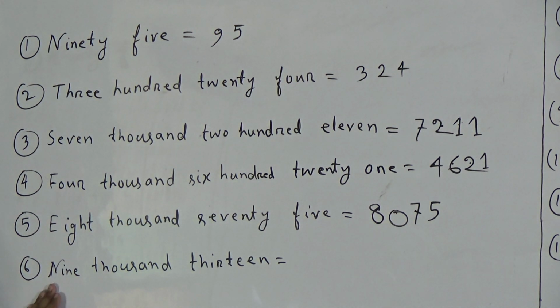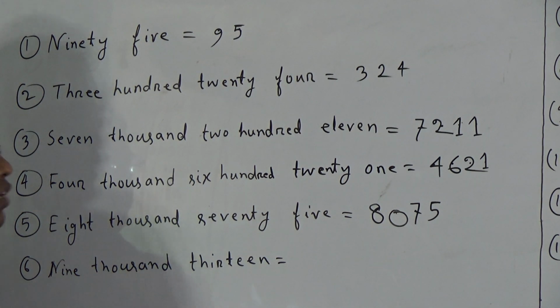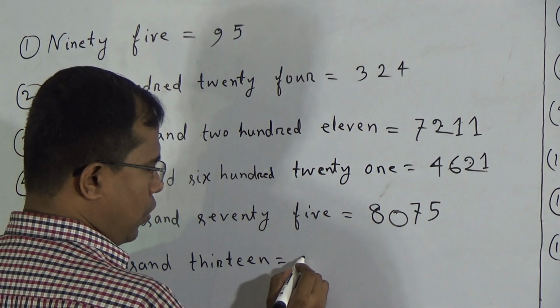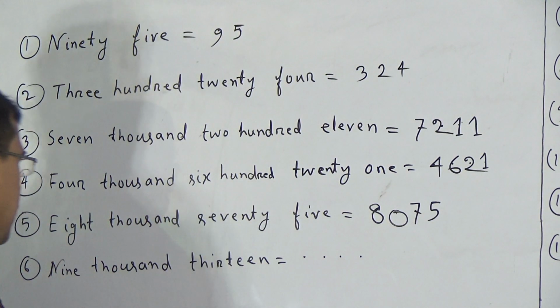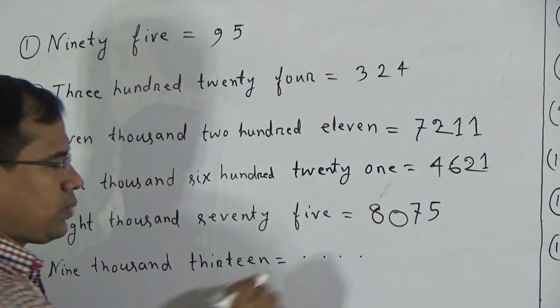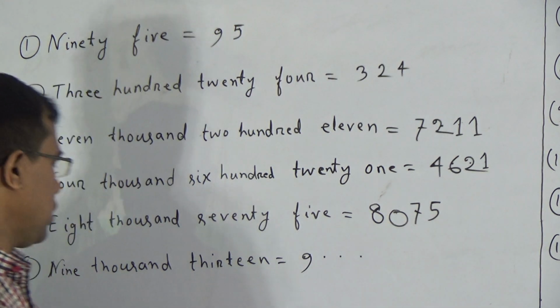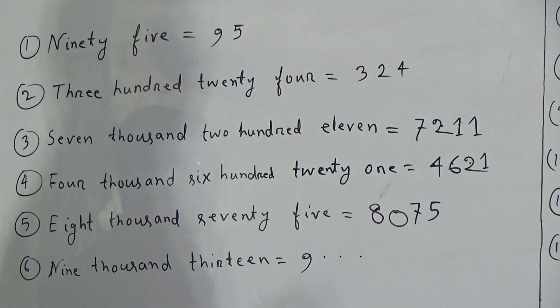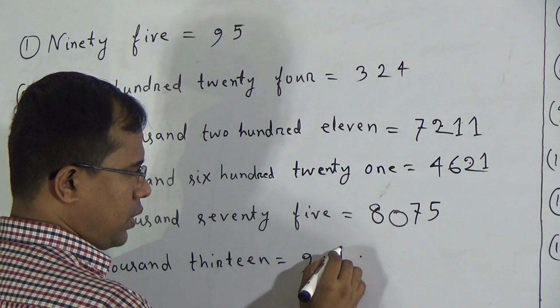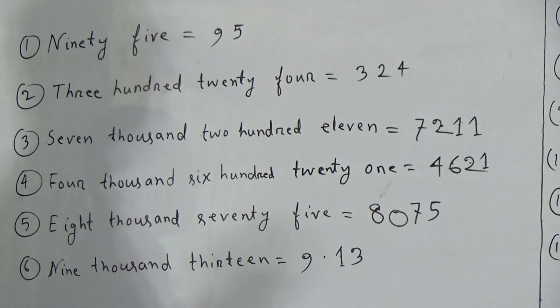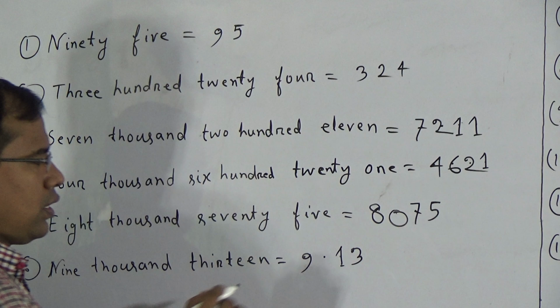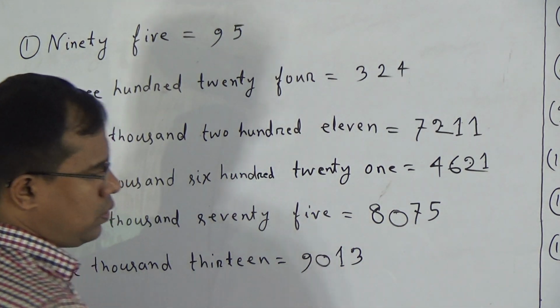Now, students, 9,013. 9,000. Here the highest place is the thousands place, that means a total of 4 places exist, so we will take 4 dots. 1, 2, 3, 4. Now 9,000, that means in the thousands place we will write 9, and then 13, we write it by 1 and 3. Here the hundreds place is blank, and in this blank place we will write 0.